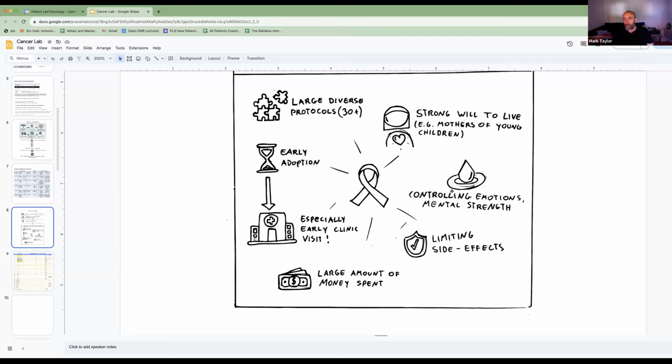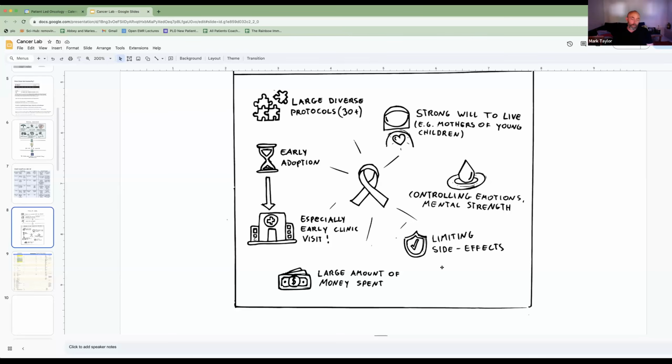Other things that stood out: there was a clear correlation of people who really wanted to live, particularly mothers of young children. You'd see the determination in the patients. This is very difficult with cancer, but it's very evident. Every integrative doctor I speak to talks about the apparent impact of someone's emotions on their outcomes, and this is something I studied later on.